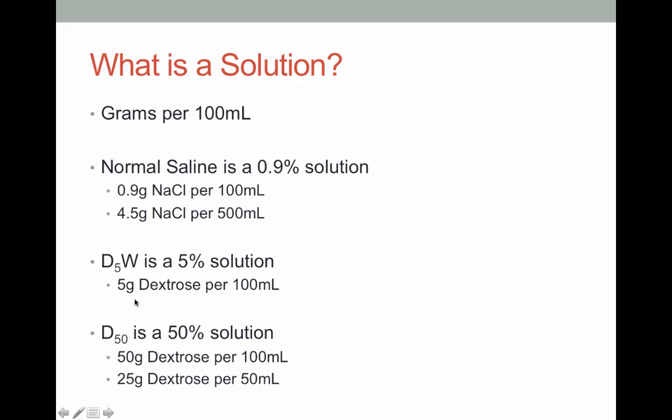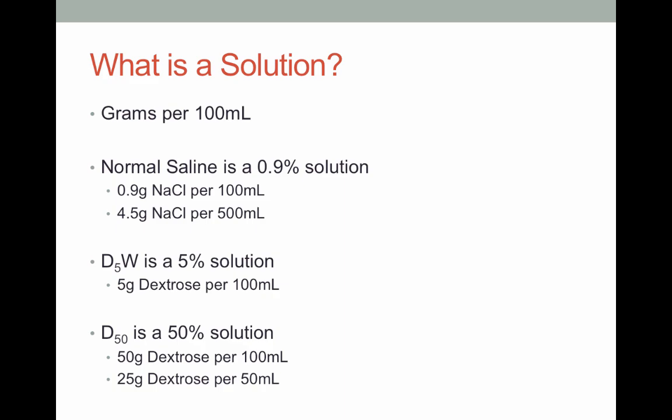You'll also see D5W as a fluid that we can give intravenously. D5W is a 5% solution, meaning there's 5 grams of dextrose in every 100 milliliters of fluid that you have. And then we'll also be giving D50, which is a very concentrated solution for hypoglycemic diabetic patients.